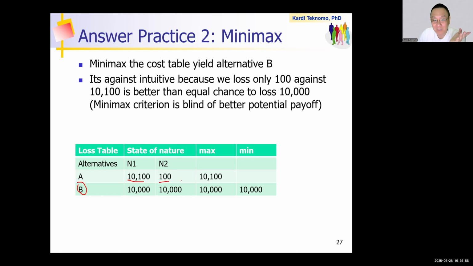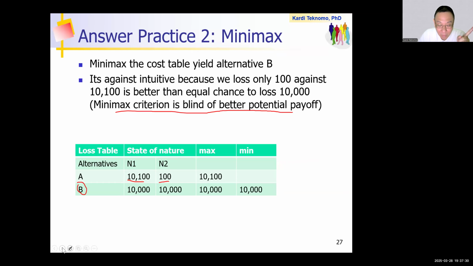But because you use minimax, this example is to show that the minimax criterion is blind to better potential payoff. If you just use the mechanics without thinking, you will choose B, even though logically you're supposed to choose A, right?